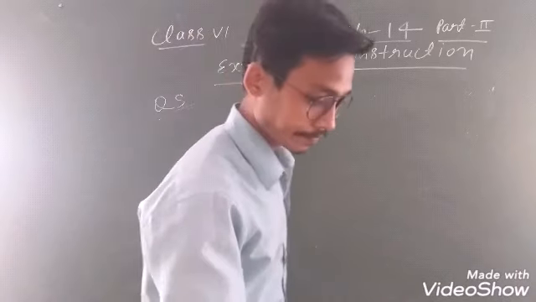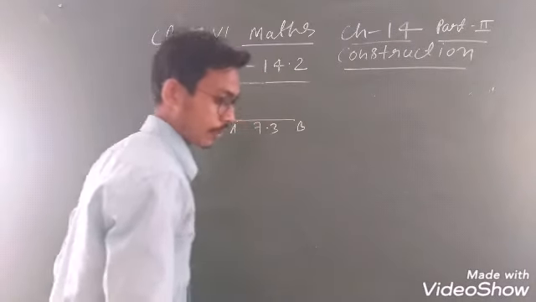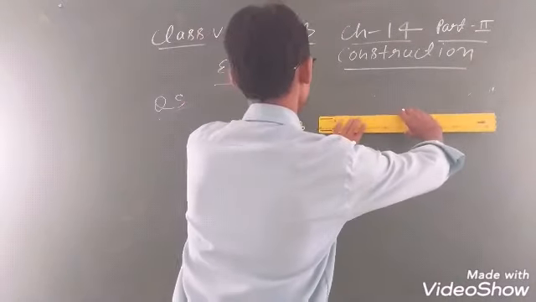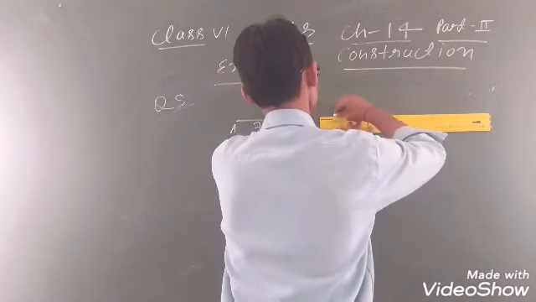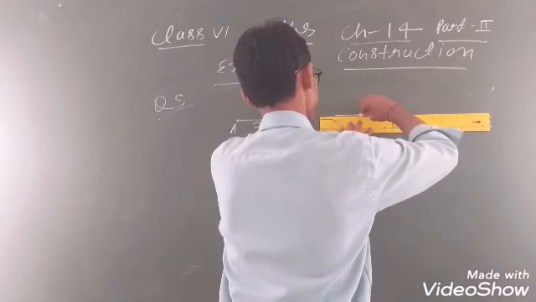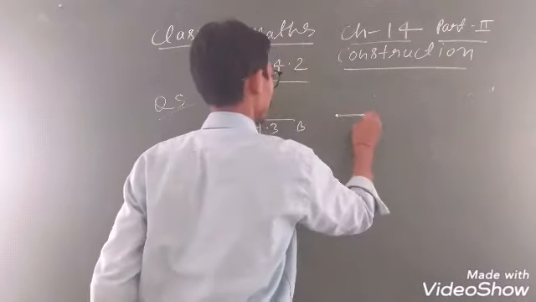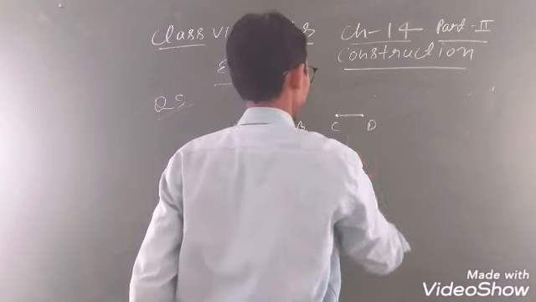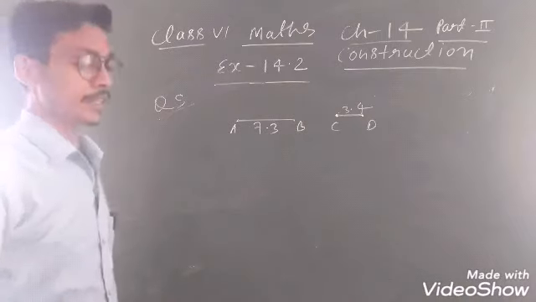Second is given CD is 3.4. Okay? So this is your CD. CD is what? 3.4. Clear student? AB is given and CD is given.